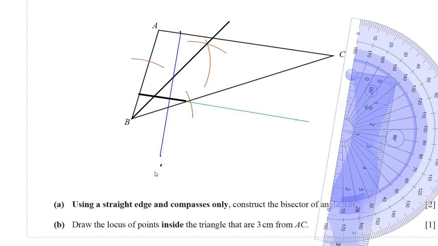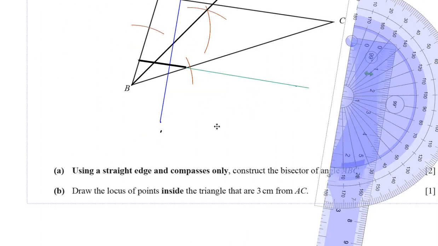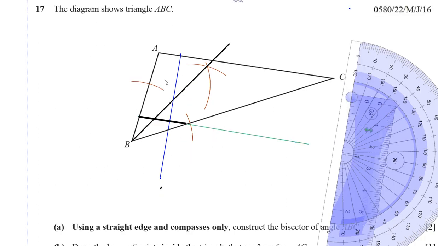Draw the locus of points inside the triangle. Look at the difference between the two wordings. Look at the difference between the marks. If I was to do this using a compass and a straight edge, then I would have to do a perpendicular line from AC, then another perpendicular line 3 centimeters away from AC. Using construction, there would be two different constructions. It's going to be much more long-winded and not really worth just one mark. So that's what I feel we should do in this question.